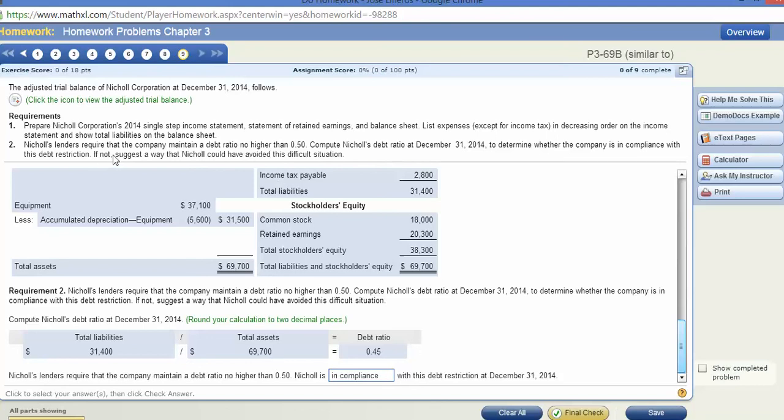I notice here it said, if not, suggest a way that Nickel could have avoided this difficult situation. Well, one thing for sure is you want to try to keep your assets as high as possible. Assets are created when you sell stuff. Remember, it's like an accounts receivable. Obviously, when you sell stuff, you create cash. When those receivables are turned into cash, this goes up, and that's desirable for staying no higher than 0.50. Keeping liabilities as low as possible also helps. So that's important to keep in mind.